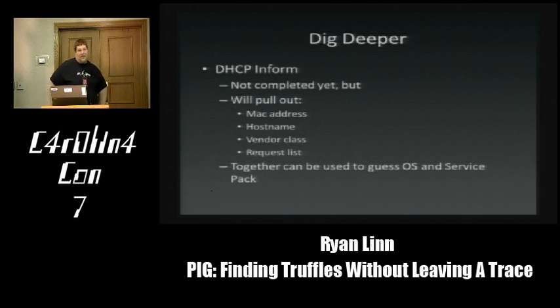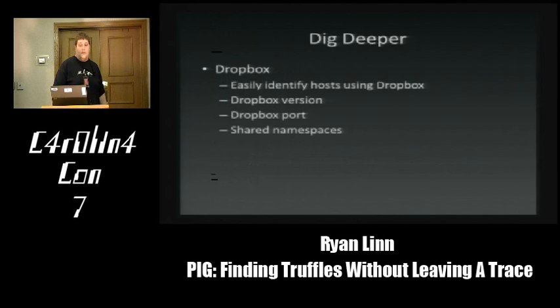DHCP Informs are interesting. So you may not see the request and you may not see the response, but a lot of the time you will see the informs. And so this is another one where I'm trying to finish it out, but it pulls out the MAC address, hostname, vendor class, and request list. The vendor class and request list is well known to be able to fingerprint hosts to be able to figure out what specific operating system they're running, sometimes down to service pack level. So you can use this to, just based off the DHCP traffic, figure out what OS a host is running without scanning. And these are broadcasted out pretty freely in a lot of environments.